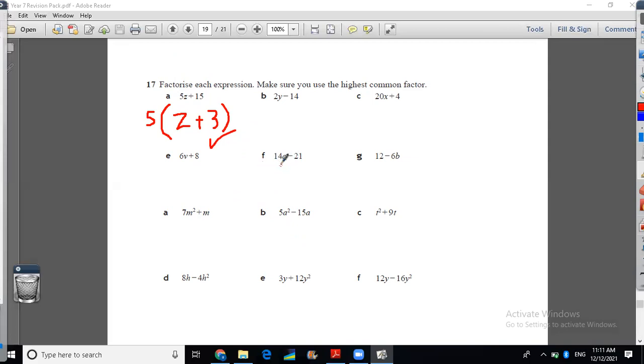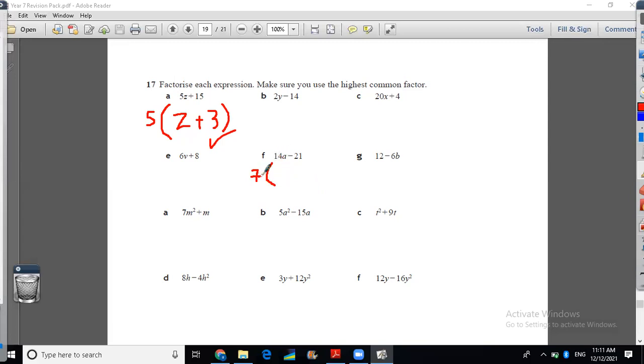For question F here, I'm going to ask myself about the numbers first. 14 and negative 21. What's the highest common factor between 14 and 21? Well, it's just 7. Only 7. What about the variables? A and nothing. No common variables, Mr. Ahmed. It's only 7.